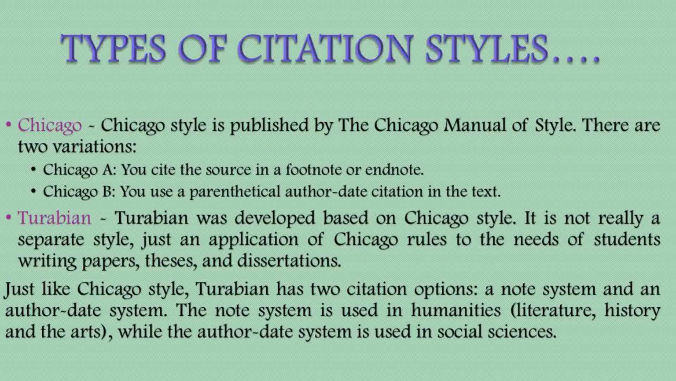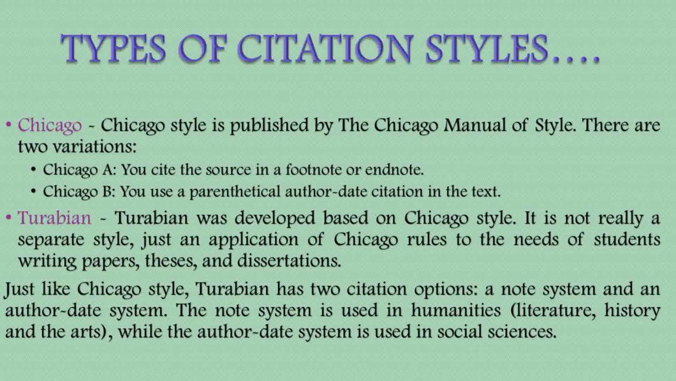The next one is Chicago. Chicago style is published by the Chicago Manual of Style. There are two variations. Chicago A, you cite the source in a footnote or endnote. Chicago B, you use a parenthetical author date citation in the text.